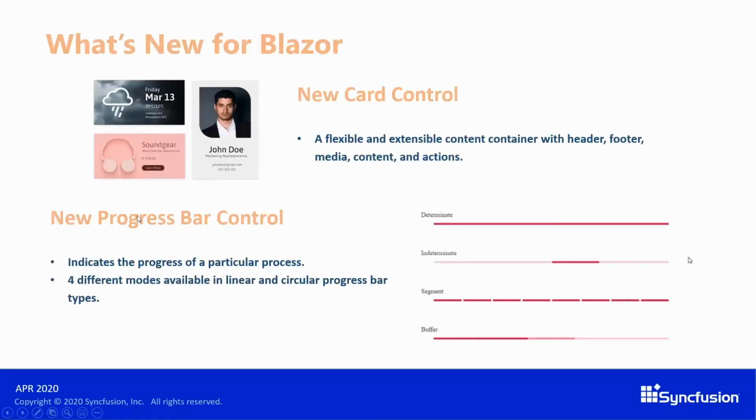Now, moving on to the new progress bar control. We all use the progress bar to indicate the progress of a particular process. So say, for example, to visualize the completion percentage of a task, or if you want to visualize the download completion percentage, and in that way. There are two progress bar types currently available in Blazor, with four different modes. So let's look at the examples of how these modes work.